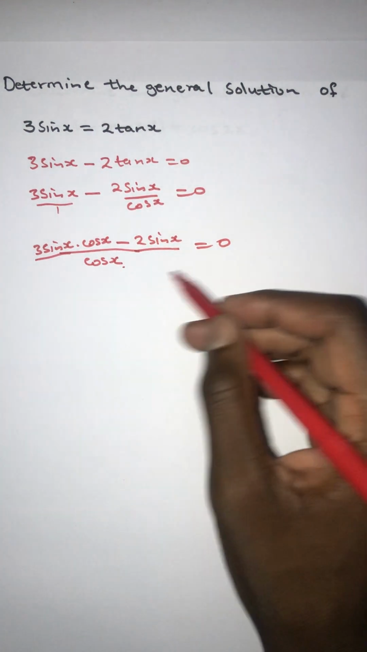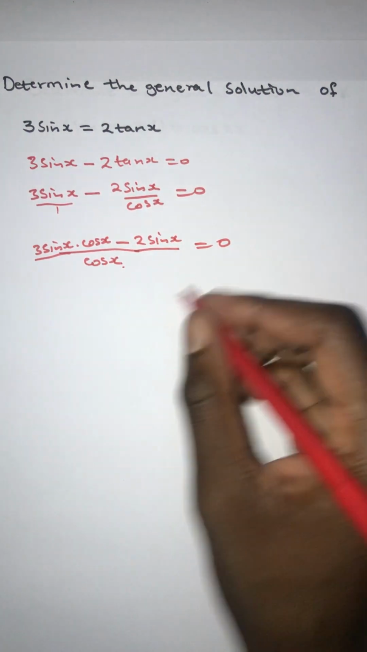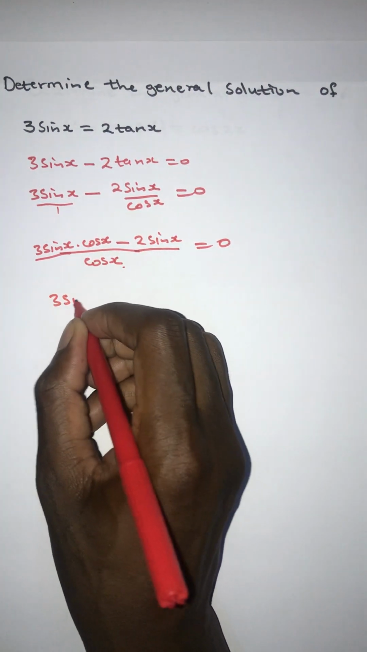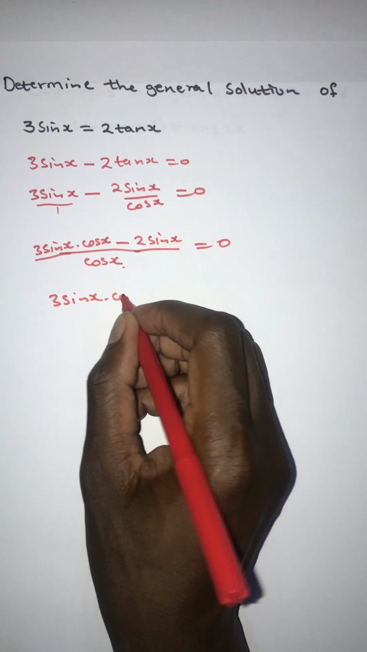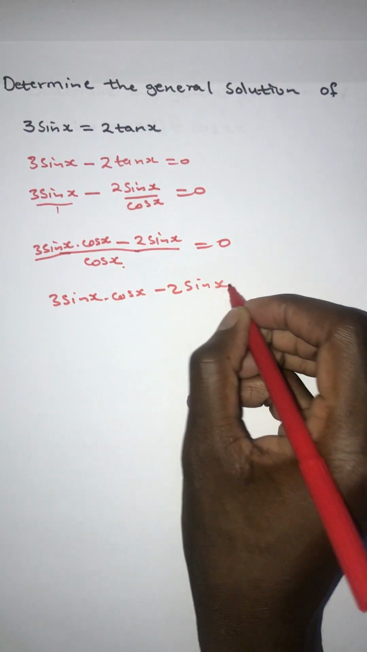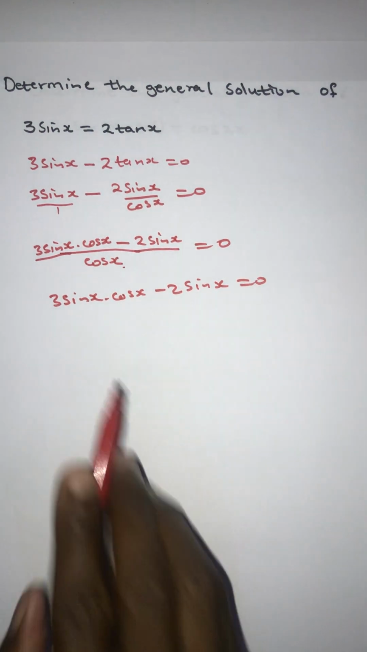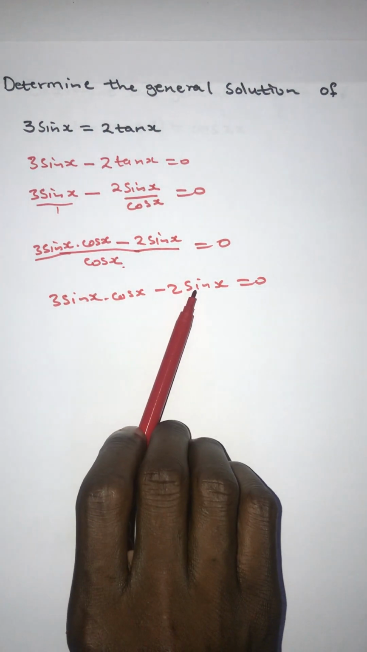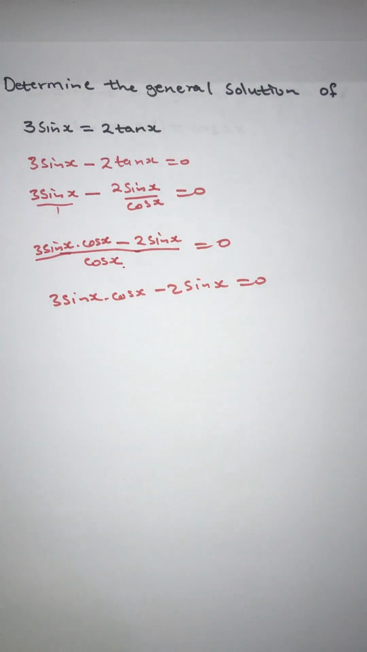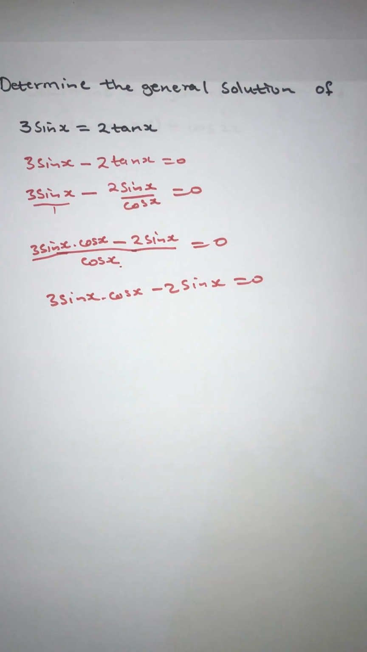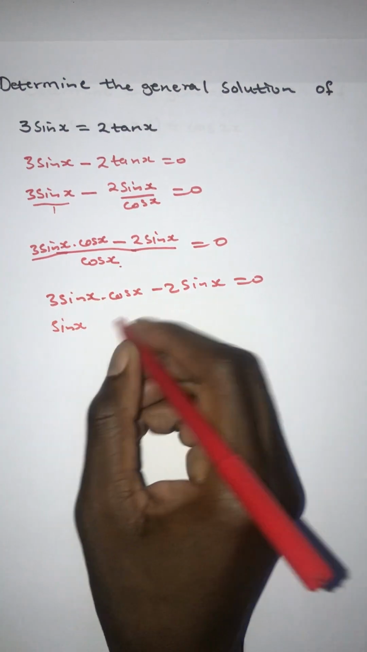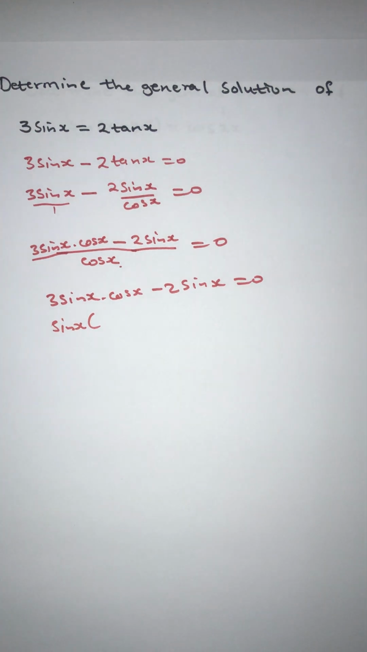So let's check now. Let's say we cross multiply. This times that, it will be 0. So we're going to have 3 sine of x, the cos of x, minus 2 sine of x is equal to 0. So we have the sine of x and the sine of x. It means what? The sine of x is our common factor. So let's say we factor sine out. The sine of x is our common factor.